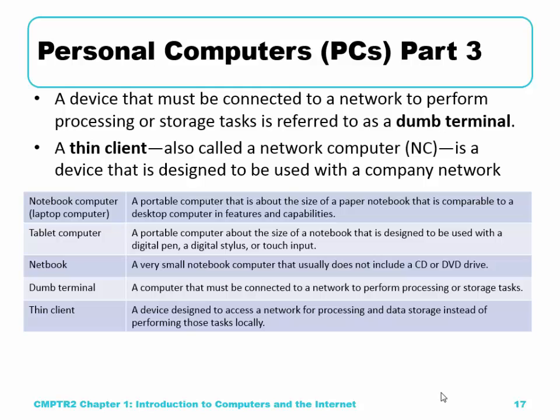A device that must be connected to a network to perform processing or storage tasks is referred to as a dumb terminal. Two types of personal computers that may be able to perform a limited amount of independent processing but are designed to be used with a network are thin clients and internet applications.